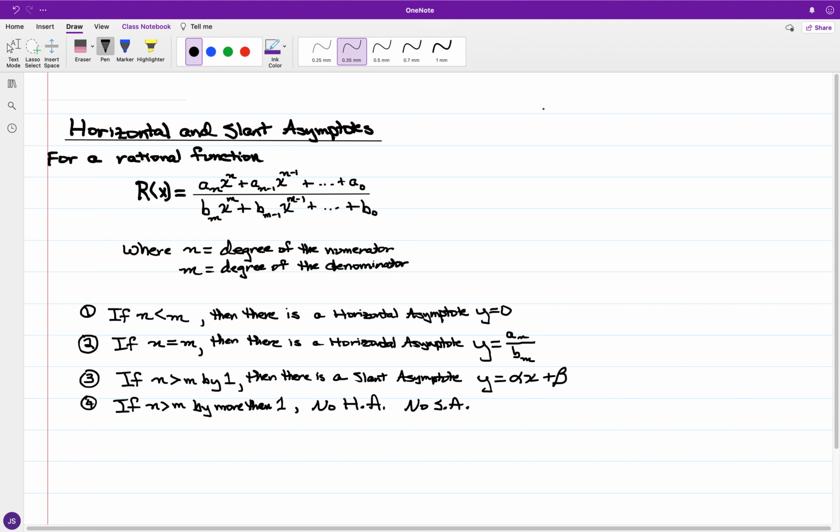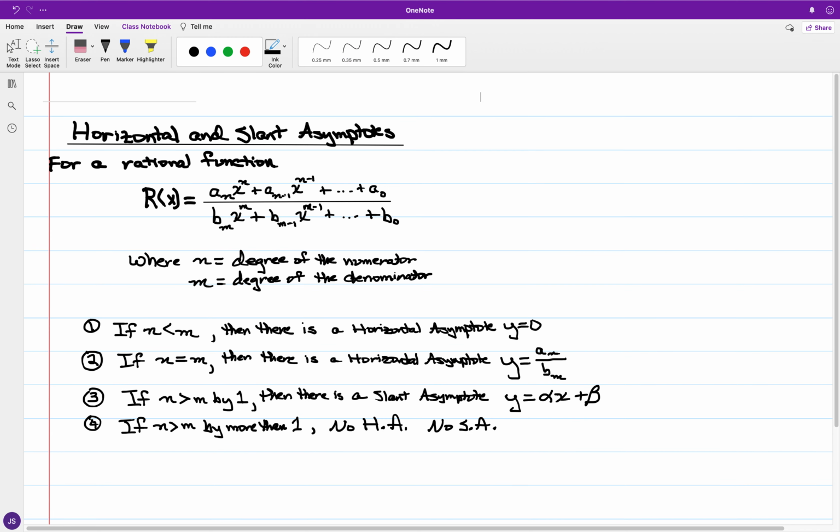All right. Good afternoon. Just looking at once again domain and asymptotes, and now we started out looking at domain and vertical asymptotes, and we left off with some of the fundamentals regarding whether or not the rational function is going to consist of horizontal or slant asymptotes.